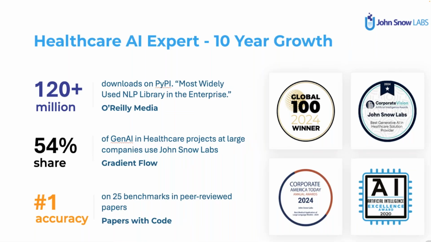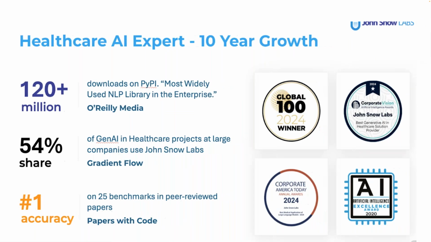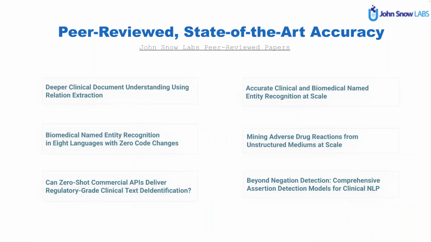And as you know, according to the O'Reilly media and the downloads on PyPI, Spark NLP is the most widely used NLP library in enterprise. And according to Gradient Flow, 54% of the Gen AI in healthcare projects, the company is using Johnson Labs. And we have 25 benchmarks and peer-reviewed papers, so we provide the best accuracy for our solutions. You can click on here and see all of them on our webpage.